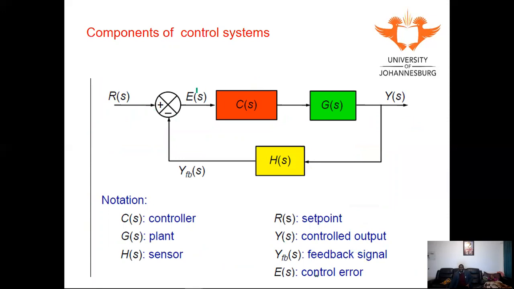Okay, now those are the components of a control system. We've got a set point, which was your speed, and we've got the control output.